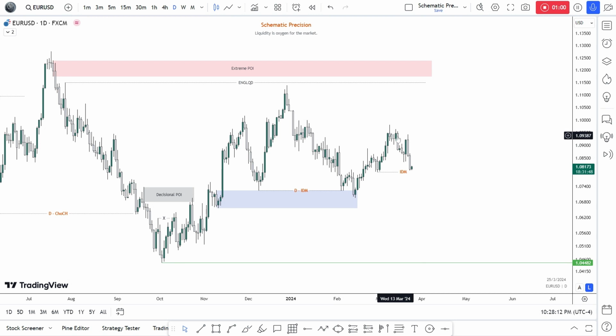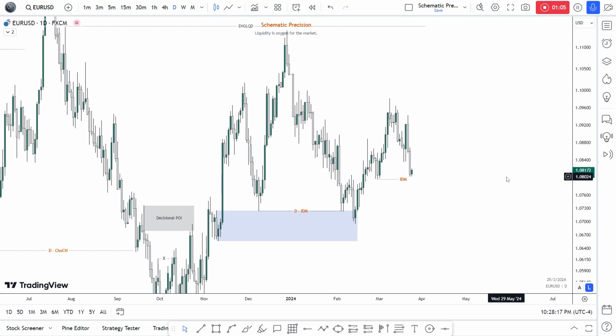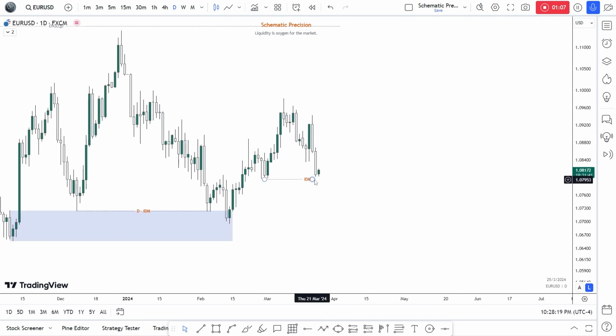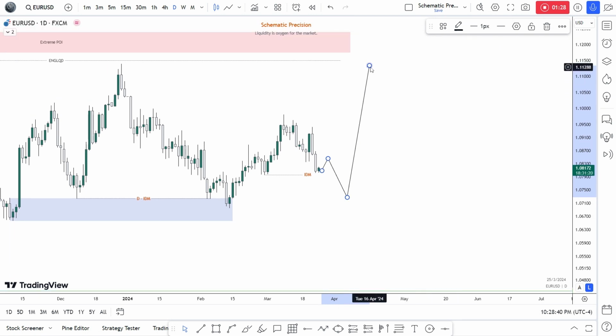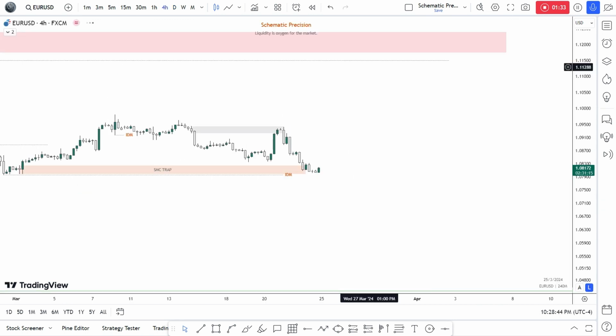And after that, we got this corrective structure to the downside for another inducement. So, this is the inducement, and this week I'm expecting price might go a little bit higher, right? And then come down, take this inducement, and we'll see on the lower time frame. Do we have any POIs here for the longs again? So this is my higher time frame, daily time frame view.